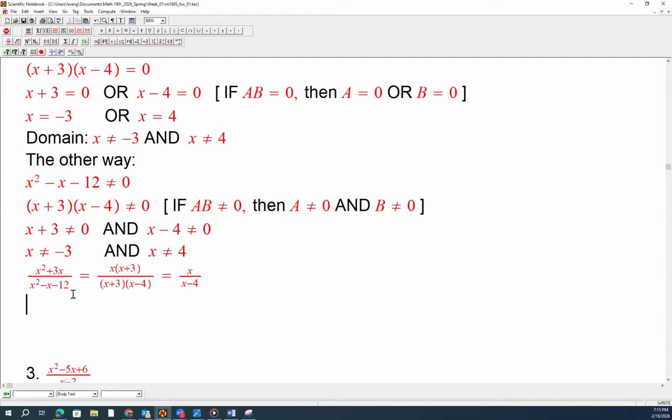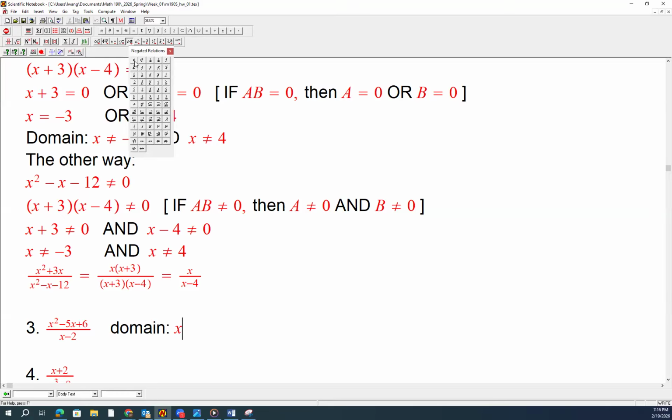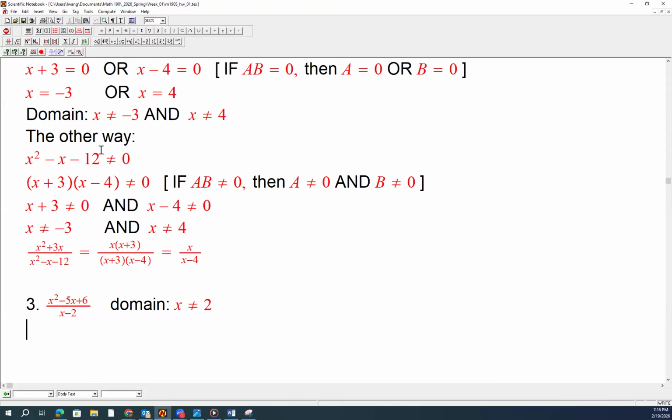All right? So number 3, domain, this one is more obvious. Domain will be x cannot be +2. Okay, so we will be reducing the function in the domain, right? So x minus 2 stays.